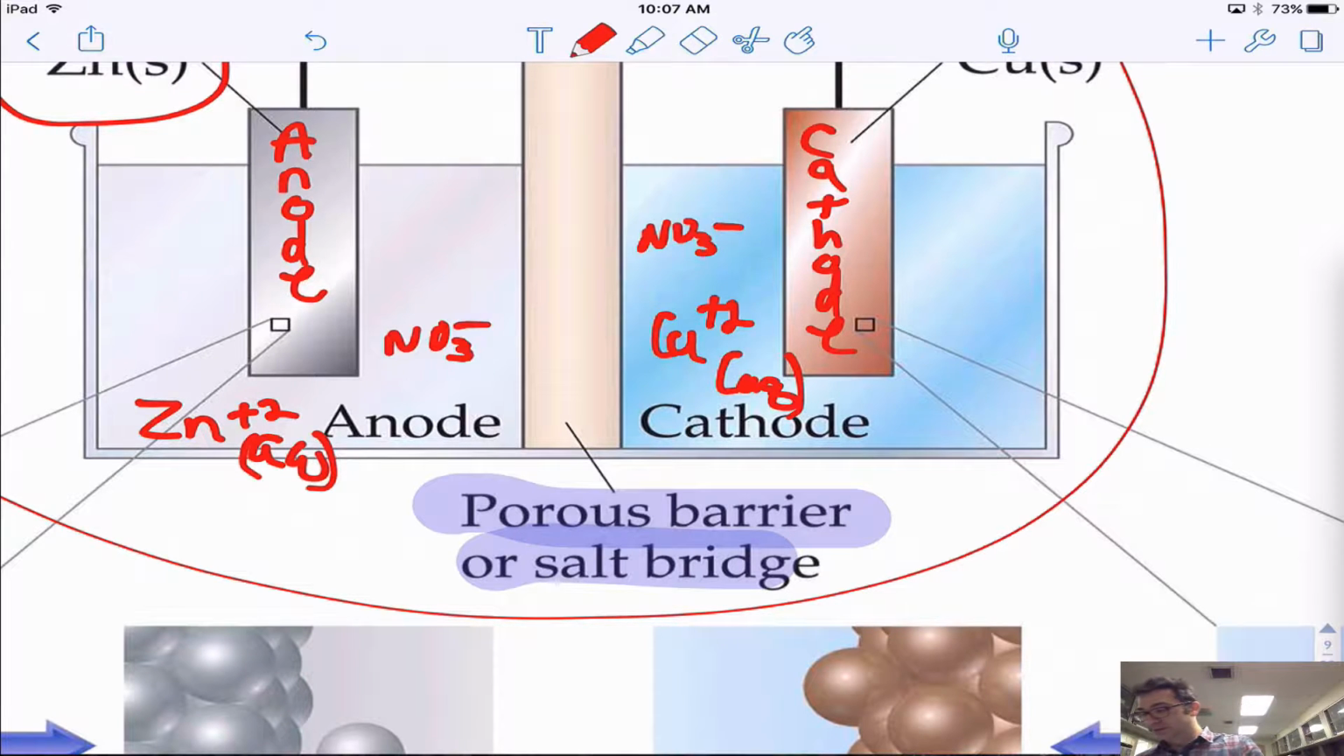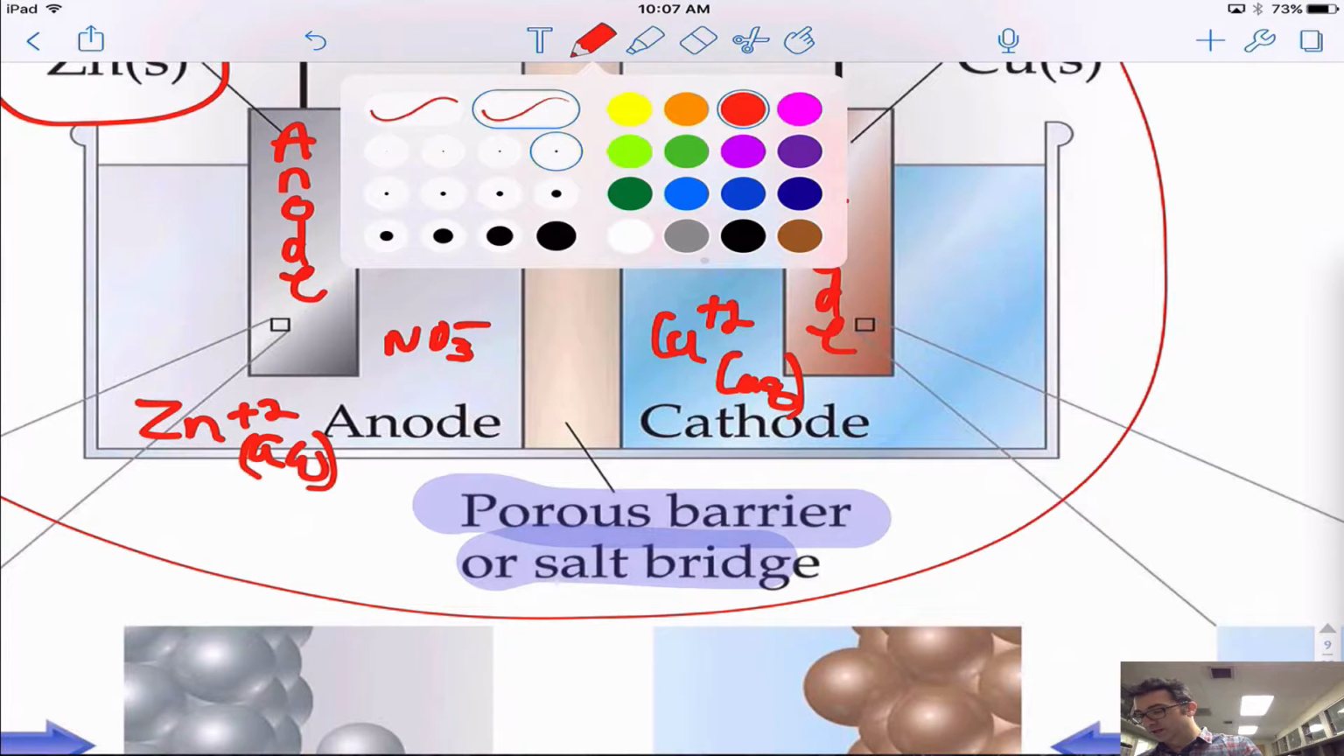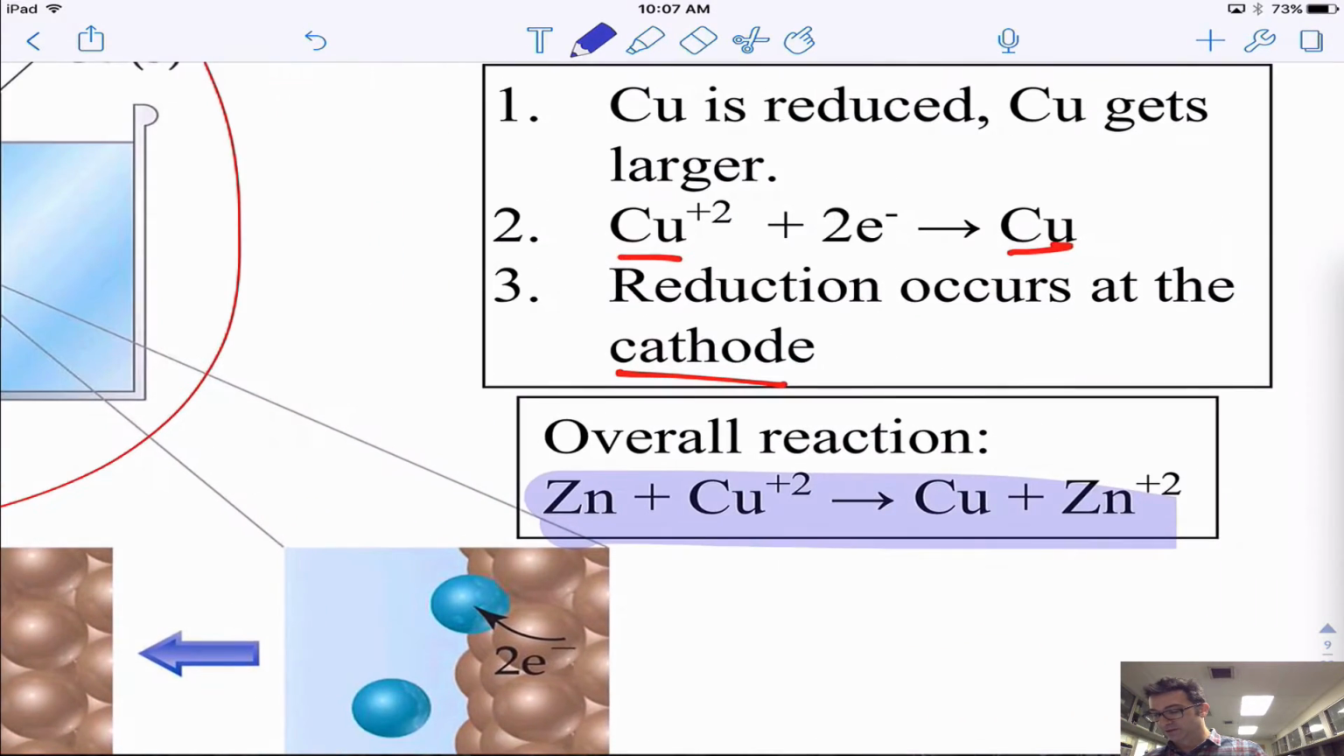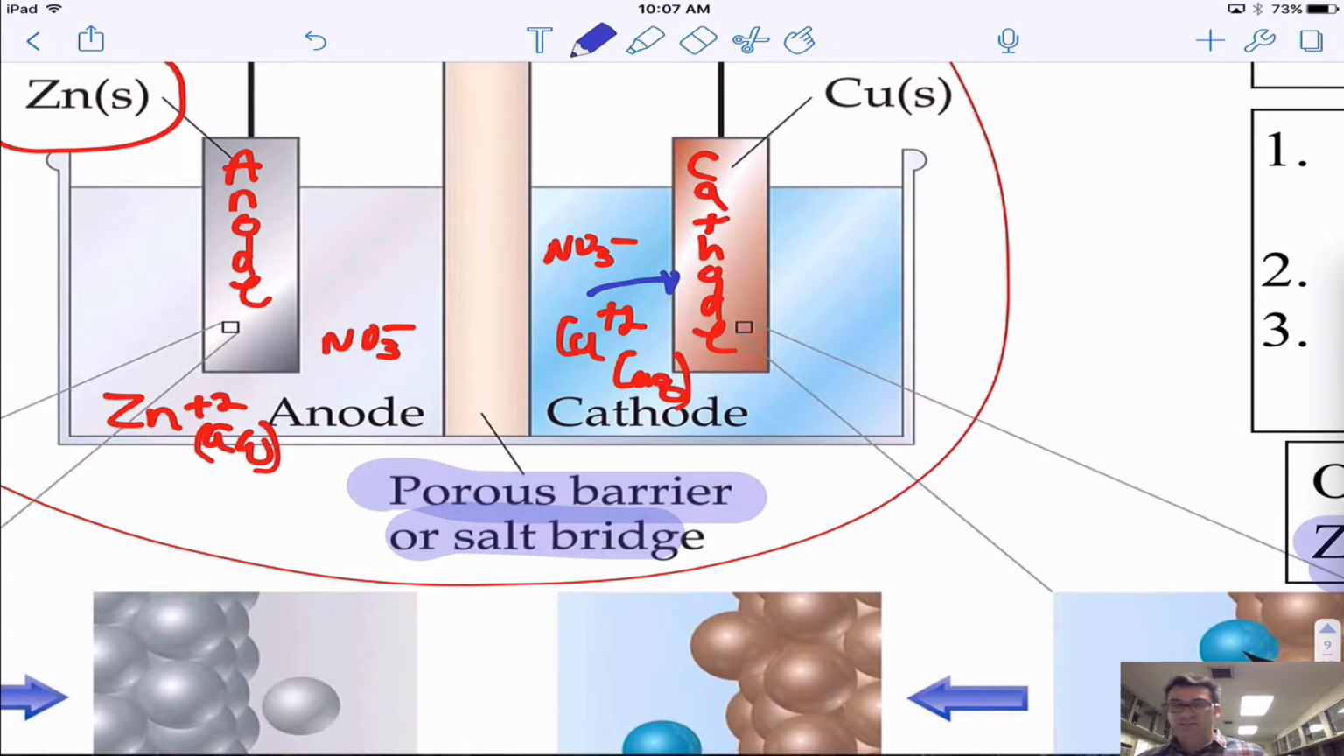So now take a look at what's happening over here. At the cathode, the Cu+2 is becoming Cu solid. We saw that in the half cell over here. Cu+2 is becoming Cu solid. That basically means that the Cu+2 concentration is decreasing over time. And that's not good for this cell because there will be a buildup of nitrate in that side.